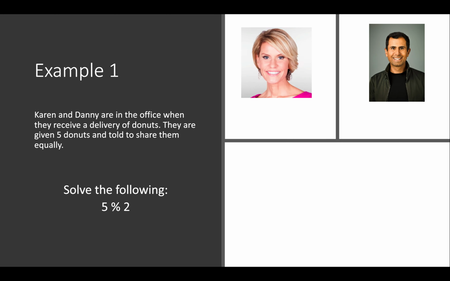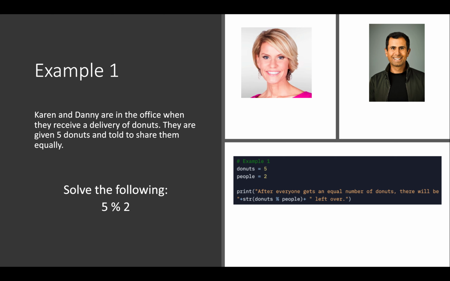So we have Karen, we have Danny, and this is how we could write it out in our code. I took the 2 numbers and put them into variables. I have donuts as 5 because there's 5 donuts, and I have 2 people, so I assign that to the variable people. And I printed out a statement that says after everyone gets an equal number of donuts, there will be, and I took the number of donuts modulus people, 5 modulus 2, converted it to a string, and put it in this print statement of what's left over.